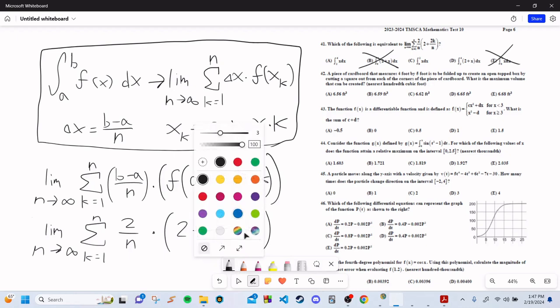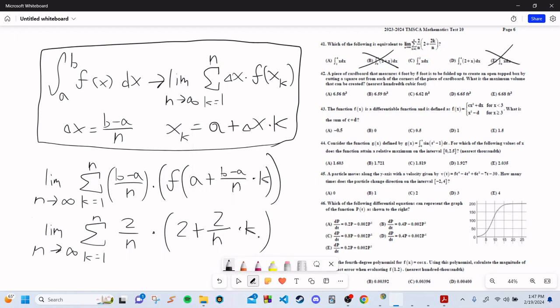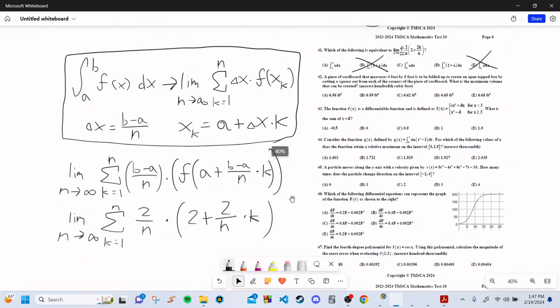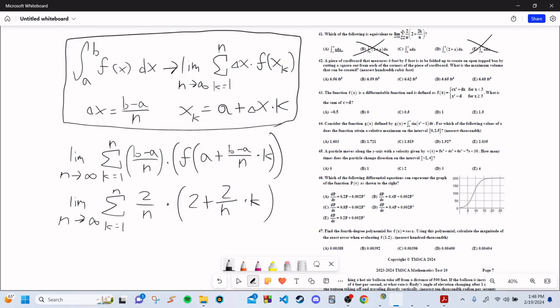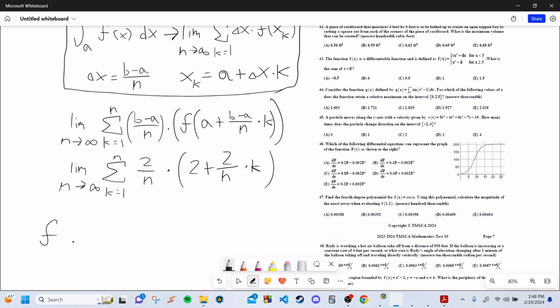Okay, so from there, the only mystery we have left is how do we determine what the function is? Because in this one we have x dx, this one we have 2 plus x dx, and these also have different upper and lower bounds. So how can we determine? Well, we know that f of a plus, and we still know what a is, but we know what b minus a is, so I can write this.